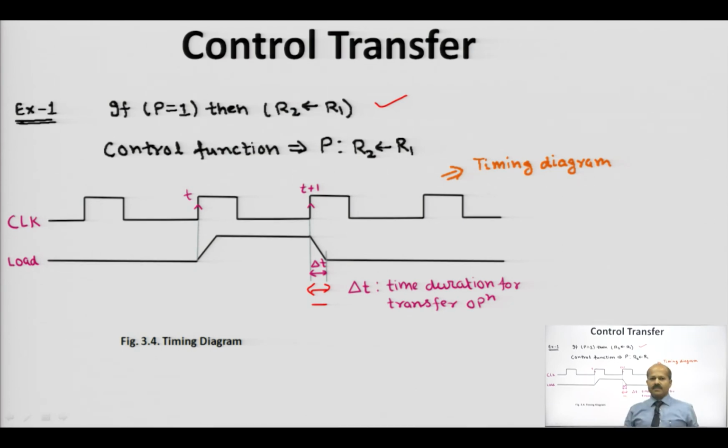So, this is the timing diagram, and we have also talked about the control function, how this operation can be represented, that is P colon R2 arrow R1. It means whenever the P value is true, then only this transformation operation will take place. In actual, a copy of the content of R1 will be transferred to R2, or you can say after this transformation the value of R2 will be updated. However, the original value of R1 will remain the same.